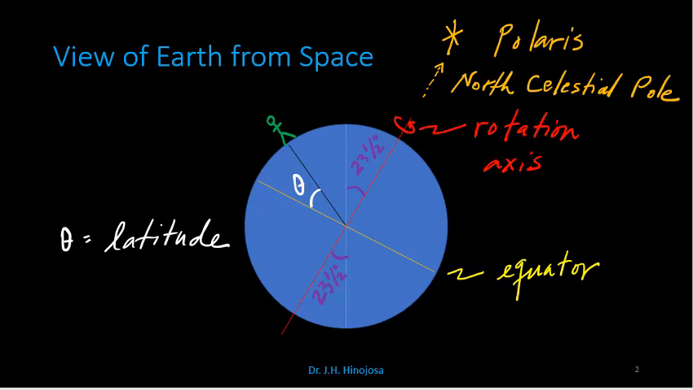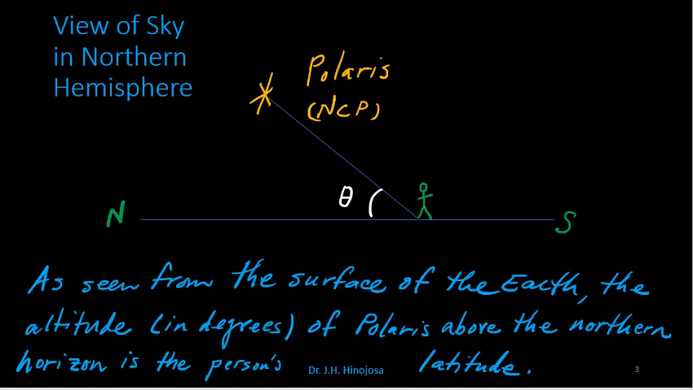So if we look at a view of the sky in the northern hemisphere, so if this is the northern horizon and this is the southern horizon, then if a person looks in the direction of north, above, at an angle of theta above the northern horizon, that person would find Polaris, or very close to the North Celestial Pole. And this angle, theta, coincides with the person's latitude. So as seen from the surface of the Earth, the altitude in degrees here of Polaris above the northern horizon is the person's latitude.